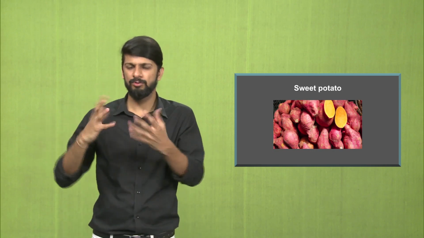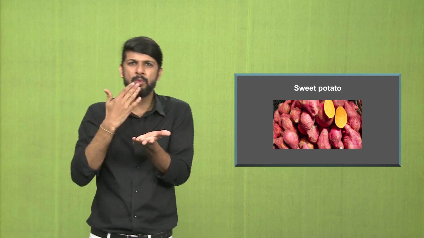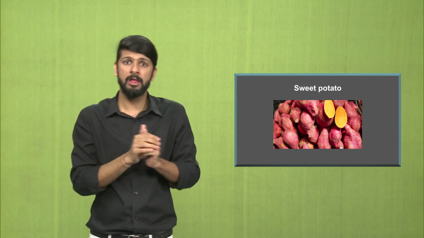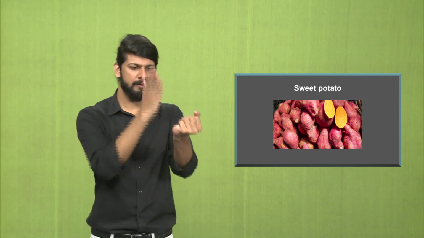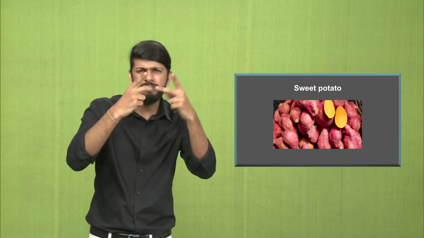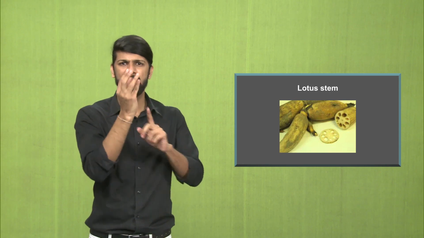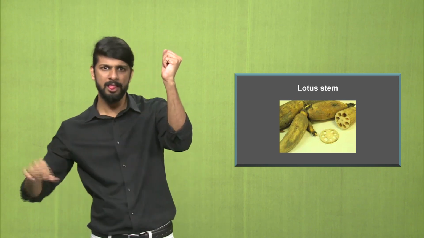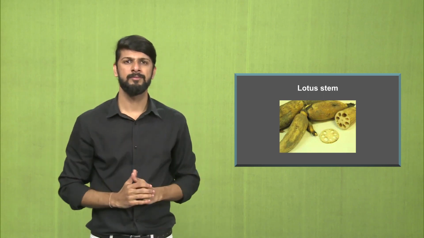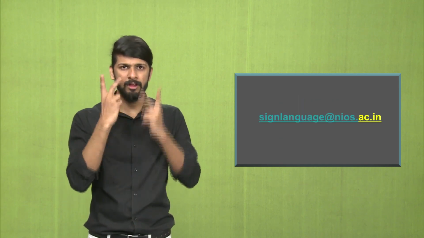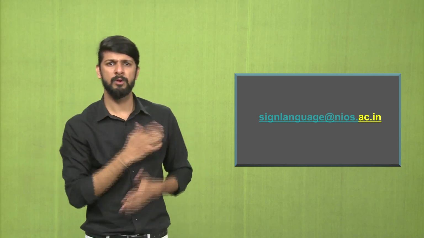Sweet potato, it is eaten with lemon. Commonly we know it is boiled and eaten. At the same time, this is a root which without boiling in the raw form can be cut and made into a block by carving on it. Lotus stem, the stem which is under the water, can also be cut cross section wise and used as blocks. I hope you enjoyed watching part 1 of the lesson and will watch the following videos.